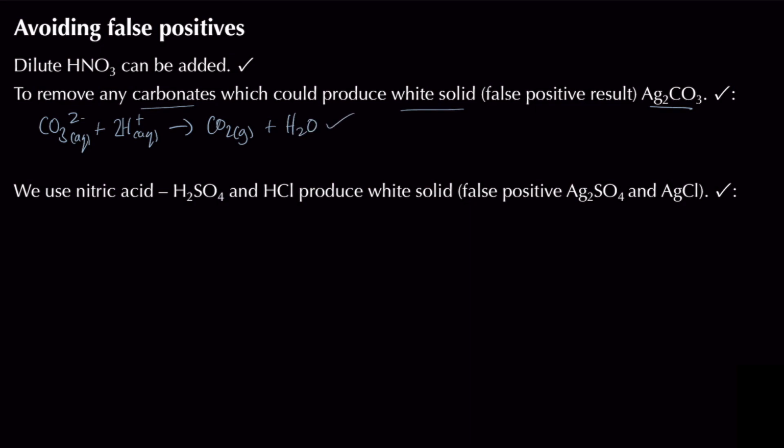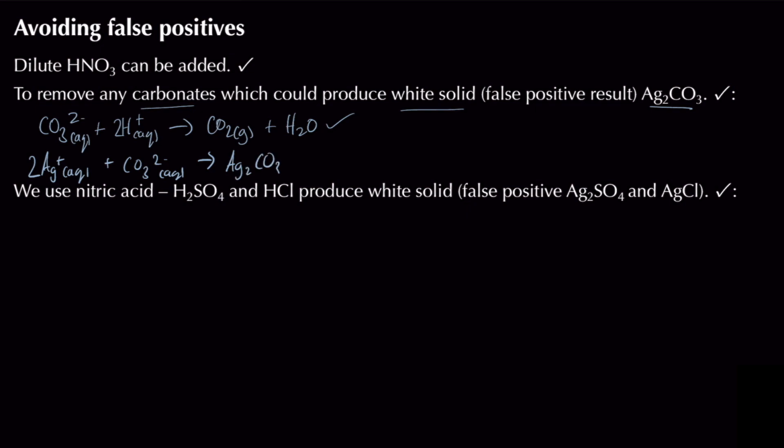Now, let's say we didn't use any nitric acid. What would actually happen? Well, instead of our silver chloride precipitate being formed, we would end up making a silver carbonate precipitate. So we have our silver ions, Ag+, which are aqueous, and two lots of them react with our carbonate ions, CO3 2-, which are aqueous again, and what we end up with is a silver carbonate solid.